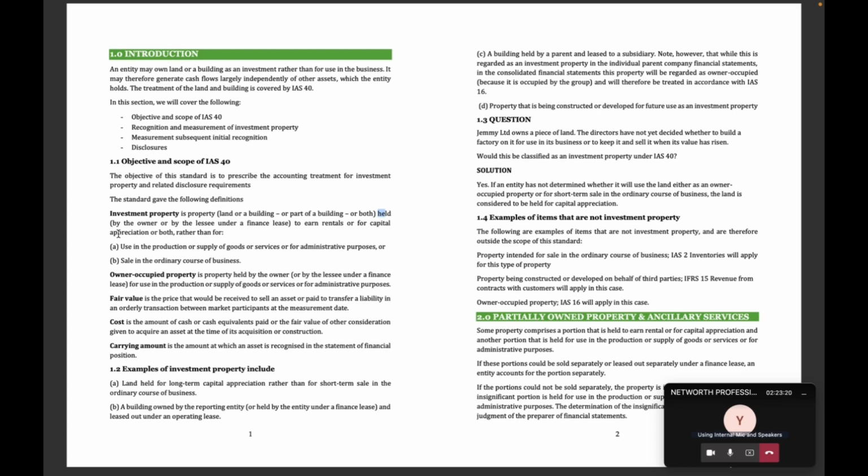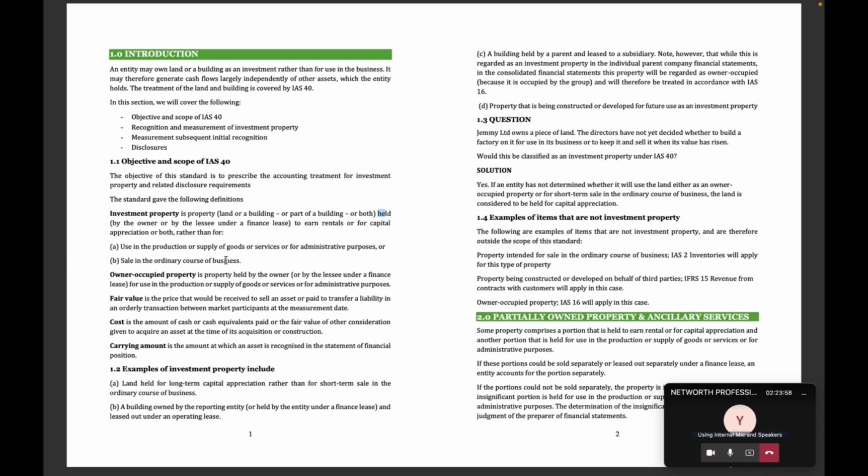That is investment property. So you need to be able to distinguish the land and building that is an investment property from the land and building that is PPE. For land and building to be PPE, it must be used in the production or supply of goods or services or for administrative purposes. Then it becomes PPE. But when a land is just held for rental or a building is held for rental purposes alone, you just want to collect rent or for capital appreciation.